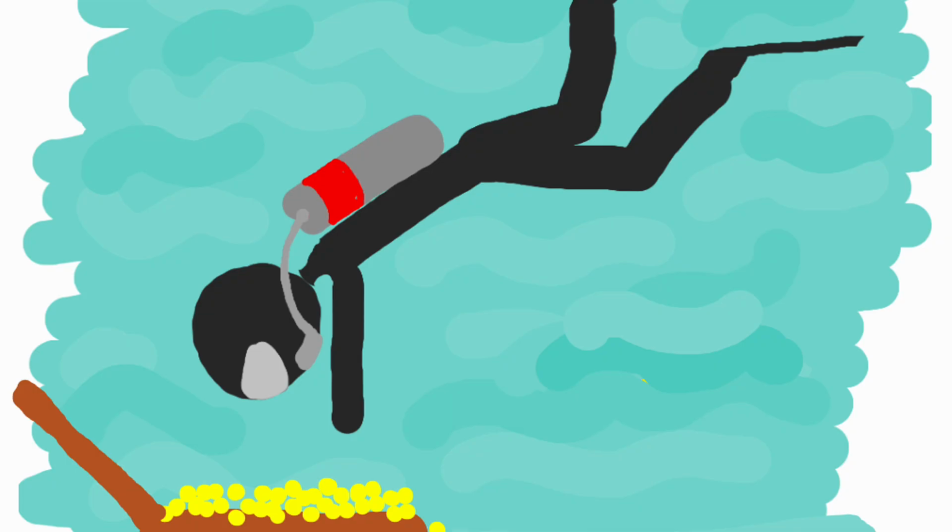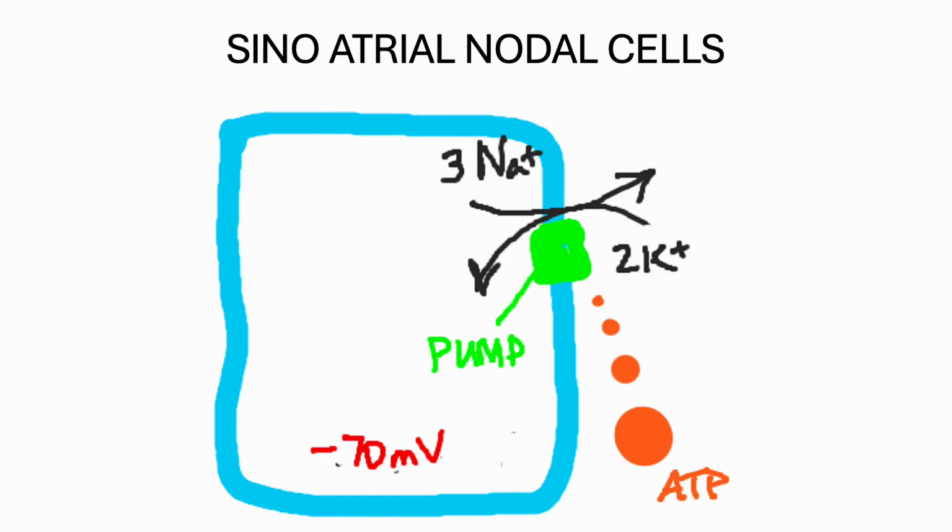Now let's take a deeper dive to really find out how it all happens. Let's go to the cellular level. Here is a sinoatrial nodal cell. We're going to have to take a few steps back in order to move forward together.